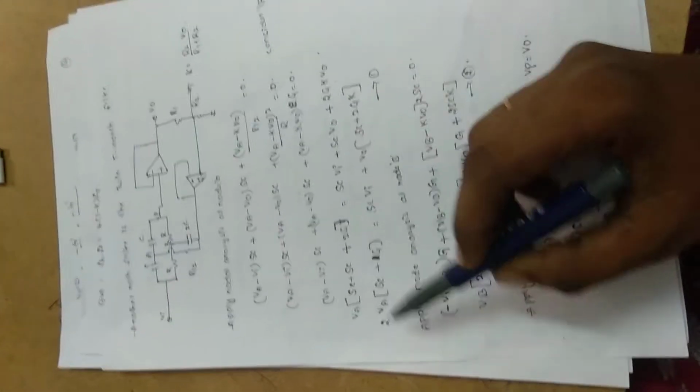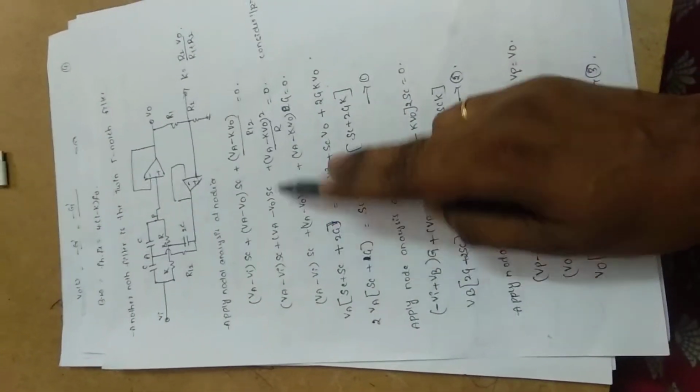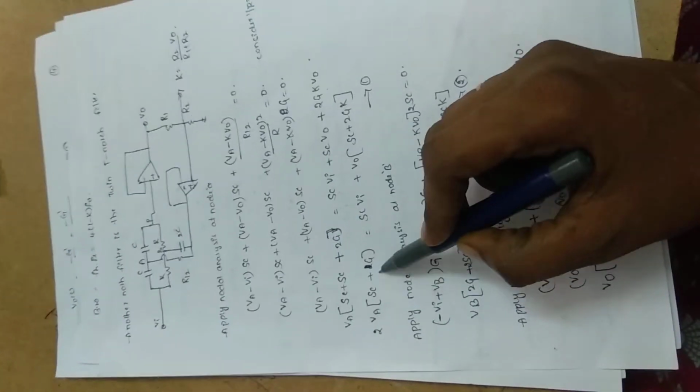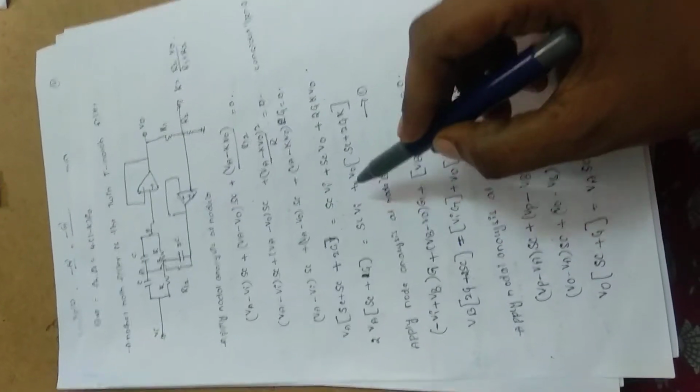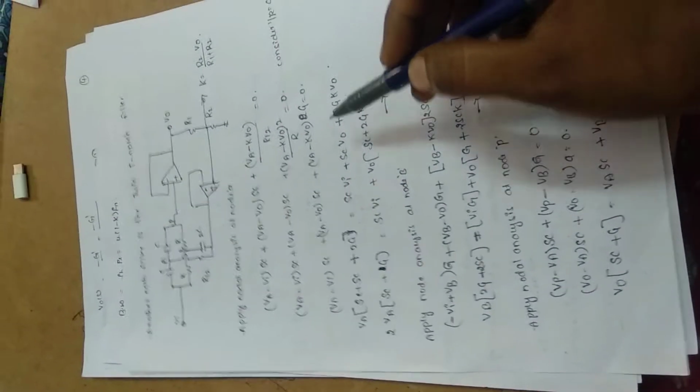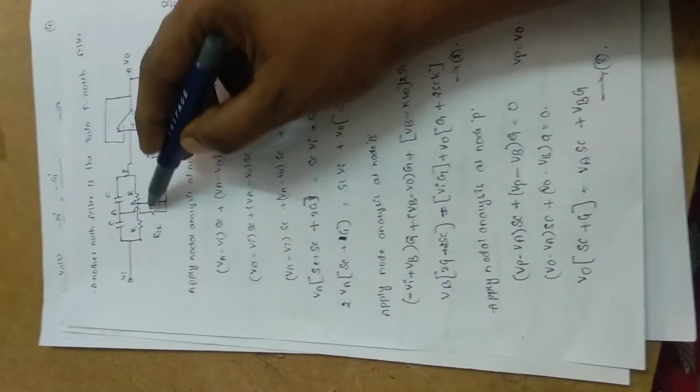From that final equation from the initial equation, that is 2 Va into Sc plus G is equals to Sc into Vi plus V0 into Sc plus 2GK. Similarly apply nodal analysis at node B.